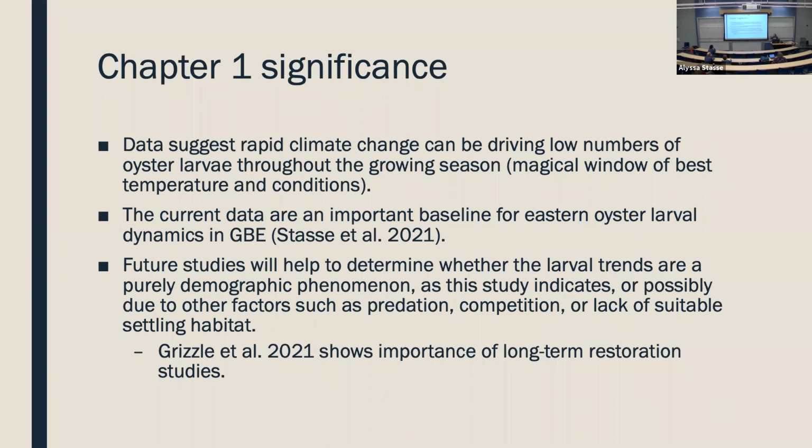So there's that magical window of the best temperature and conditions that these oysters need in order to survive and reproduce. The current data that we have are an important baseline for the eastern oyster larval dynamics. So it will show us how everything is changing, how the temperature, pH, and salinity are affecting this. And future studies will help to determine whether the larval trends are just for this area or can be spread out throughout the entirety of the East Coast where eastern oysters are.